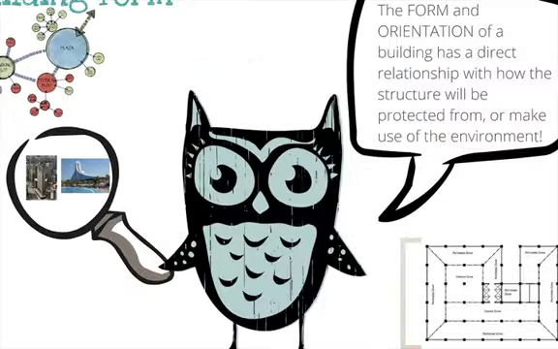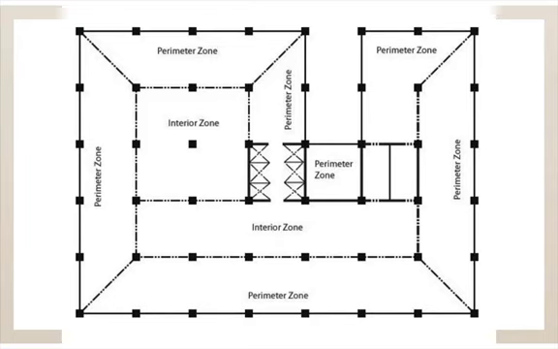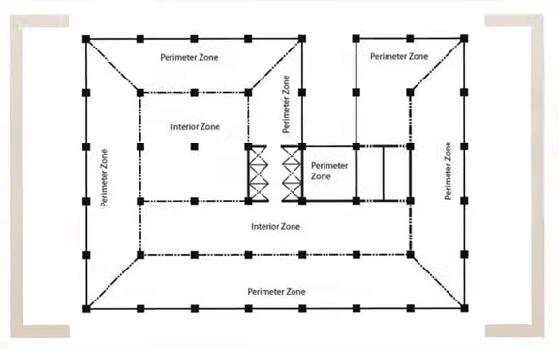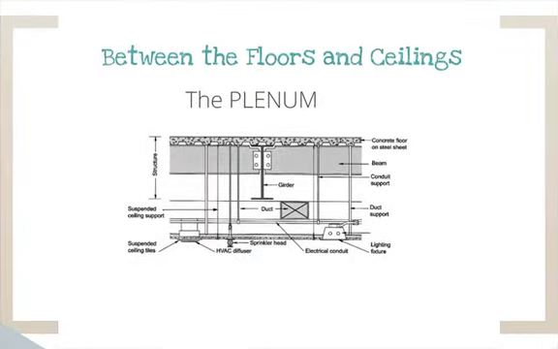Larger buildings are typically separated into two zones, the perimeter zone and the interior zone. The perimeter zones are attached directly to the building envelope and are most affected by the weather outside. The interior zones are more protected from the exterior and may require less heating, but they frequently require more cooling and ventilation. The space that runs between the floor and the ceiling below is called a plenum.